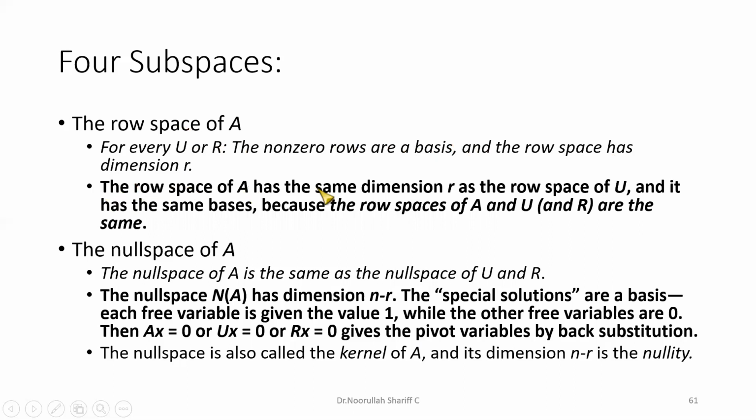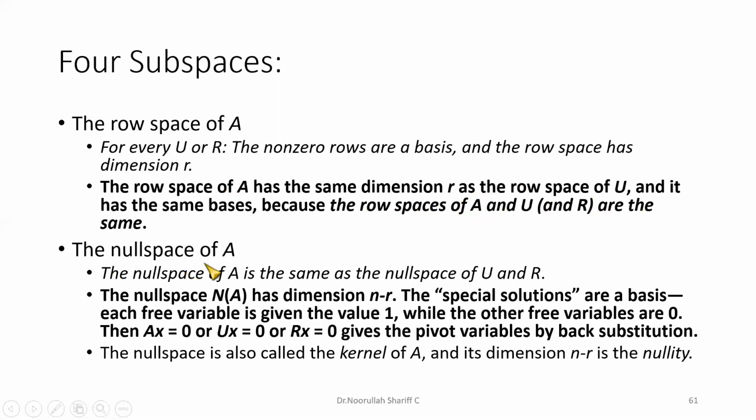The row space of A has the same dimension r as the row space of U. You can see that the row space of A as well as the row space of U have the same dimension r, and the same basis, because the row spaces of A, U and R are the same. Hence the dimension is the same for all 3, which is r.